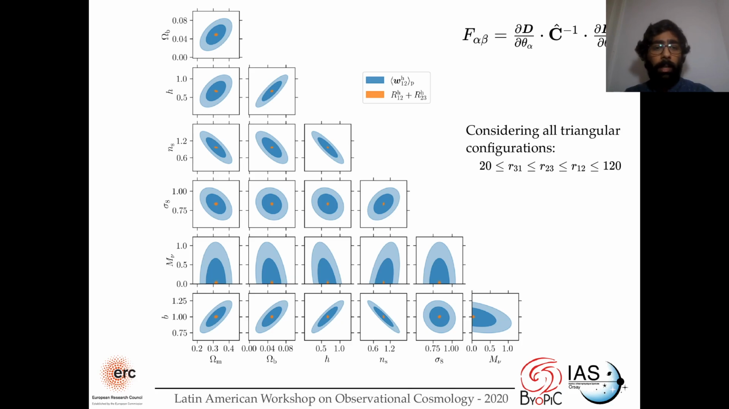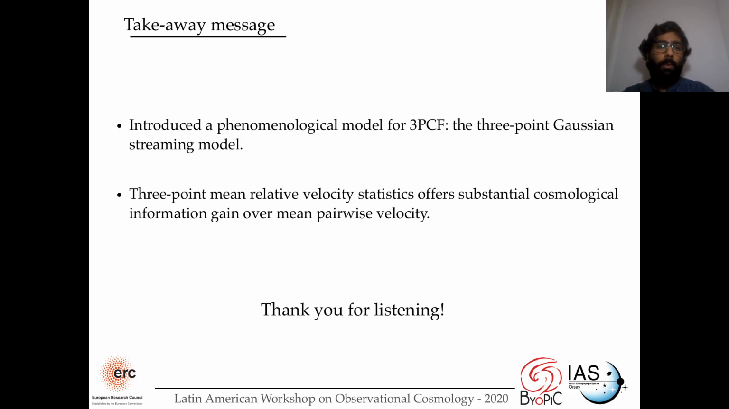Just to give takeaway messages from my talk, I give you two points. The first is that we introduced a phenomenological model for the redshift-space 3-point correlation function, that is, the 3-point Gaussian streaming model. By checking for the dark matter or matter species, we have seen that the model works quite well for the configurations we have checked so far.